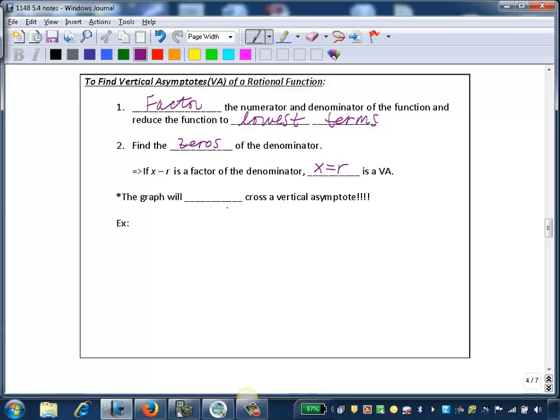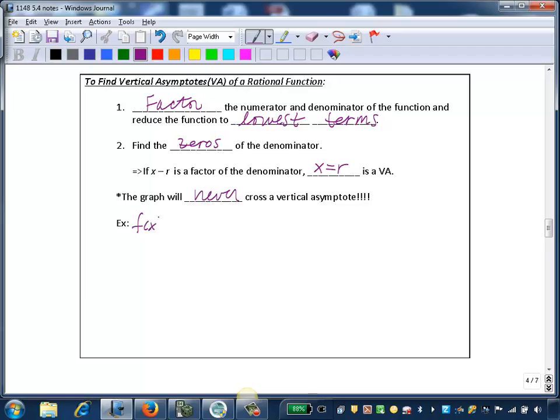The graph will never cross a vertical asymptote. It may cross a horizontal or oblique asymptote, but it will never cross a vertical asymptote because vertical asymptotes are locations of zeros of the denominator, and we know the denominator of a fraction can never equal 0. So let's look at an example.